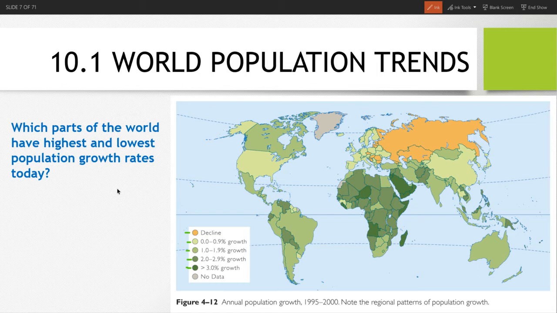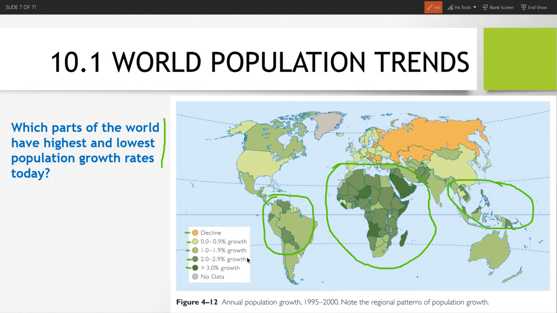So the question over on the side here: which parts of the world have highest and lowest population growth rates today? We're talking generally. We don't have to look necessarily at countries. Regions might be fine. If we look at high growth rates of over 3% annually, we'll see that this area here, right, countries in Africa, Middle East, perhaps, some areas here in Southeast Asia, and even in parts of South America here, experience fairly high population growth rates.